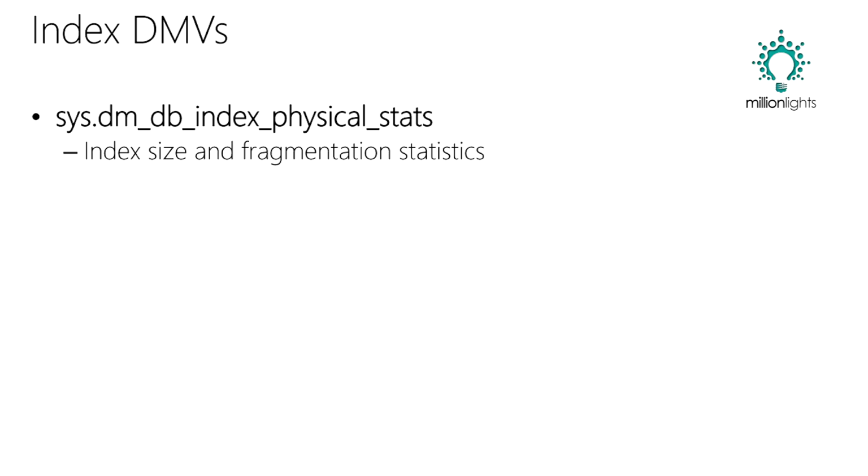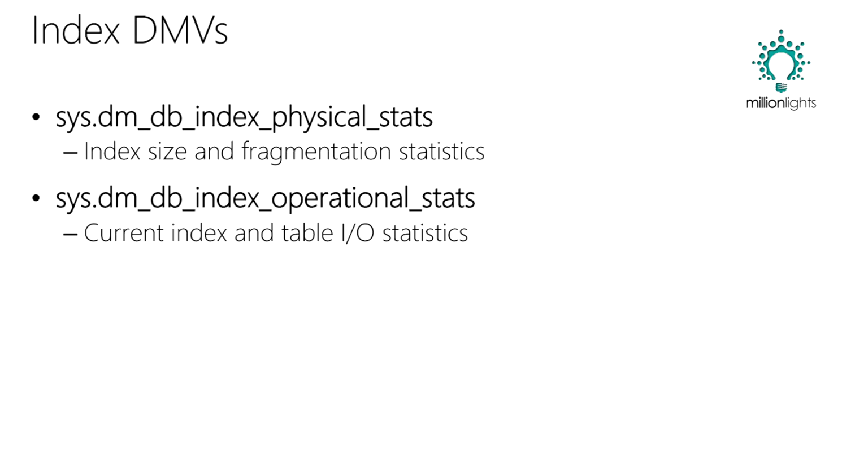So this first one here is sys.dm_db_index_physical_stats. So this will show you details around the size of the index and the fragmentation statistics. So when we talk about index maintenance later on, we will use this DMV to have a look at the fragmentation levels for an index. And fragmentation occurs as we're doing updates and inserts, and we talked about how we were managing those rows in the clustered index earlier in the module.